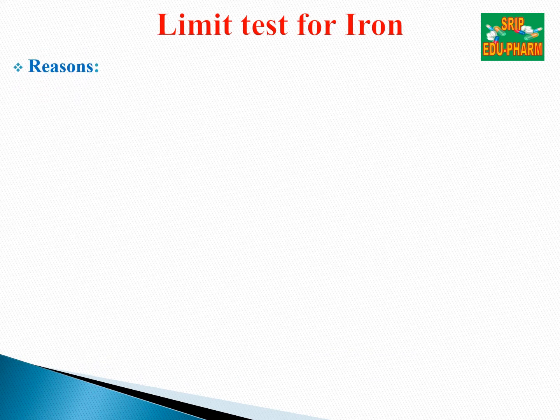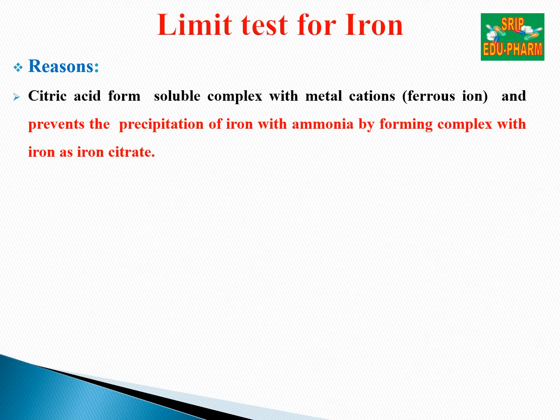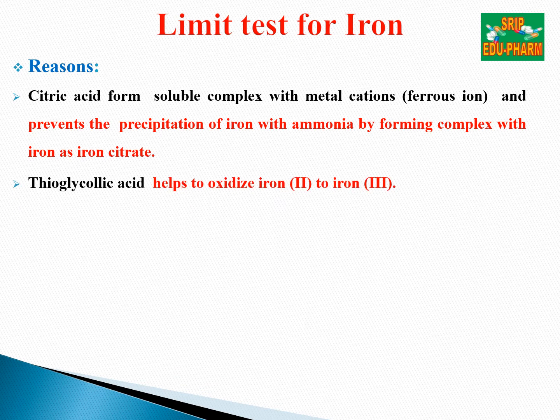Reason behind using different chemicals and reagents in the limit test for iron. First, citric acid forms soluble complex with metal cations and prevents the precipitation of iron with ammonia by forming a complex with iron as iron citrate.